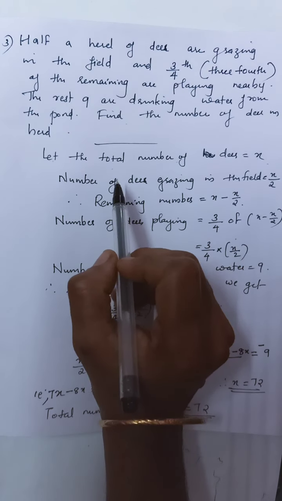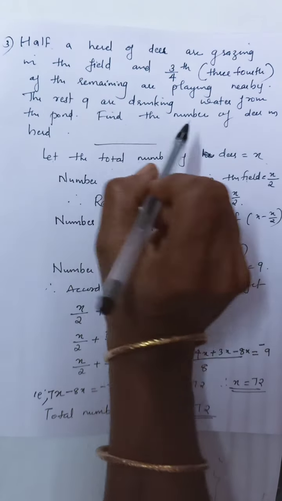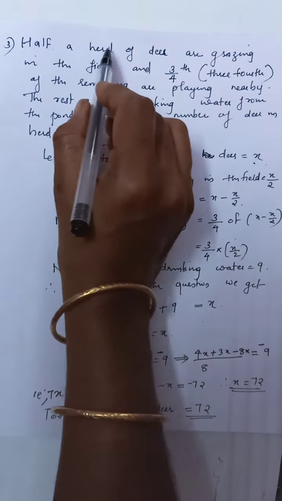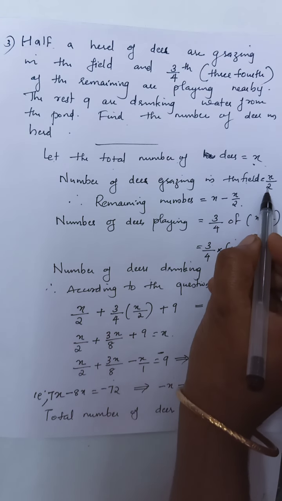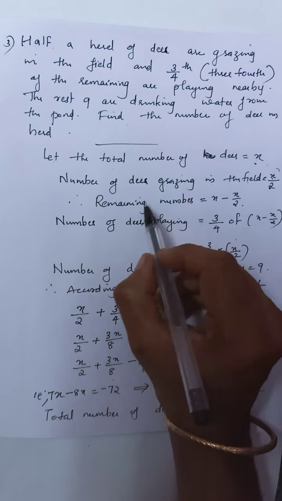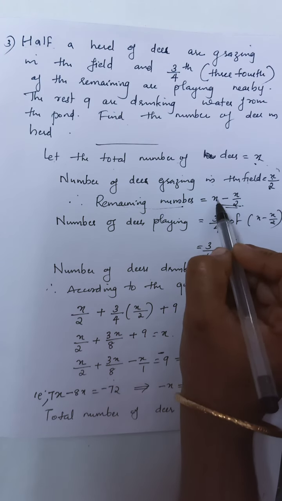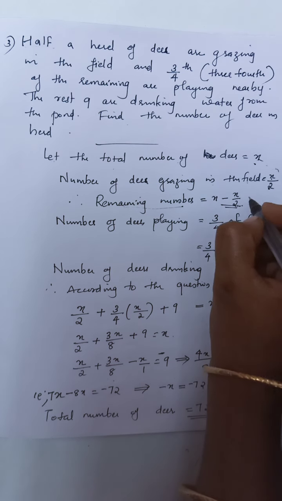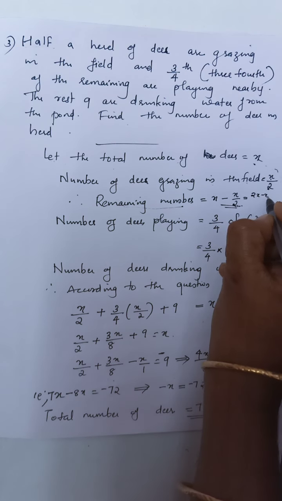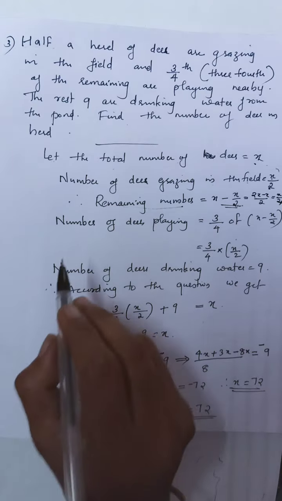So we consider our x as the total number of deer. Then the number of deer grazing in the field is half. So we know the total is x, so half of the herd of deer is x by 2. If the number of deer grazing in the field is x by 2, then what is the remaining number? Total minus x by 2. That is x minus x by 2. What you get? 2 into x, 2x minus x whole divided by 2. It is again x by 2. That is the remaining.